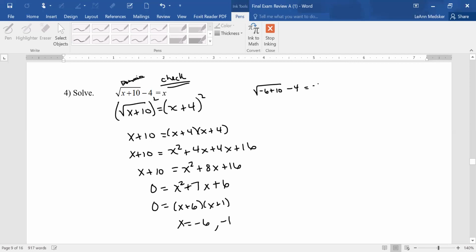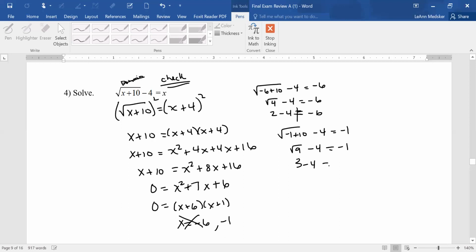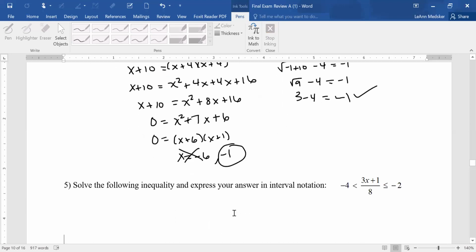And this equals negative 6. So this would be square root of 4 minus 4 equals negative 6. That's a 2 minus 4, which does not equal negative 6. So that is not equal, so negative 6 does not work. If we do the square root of negative 1 plus 10 minus 4 equals negative 1, this is square root of 9 minus 4 equals negative 1. That's a 3 minus 4, which does equal negative 1. So you have to check your solutions on radical equations.